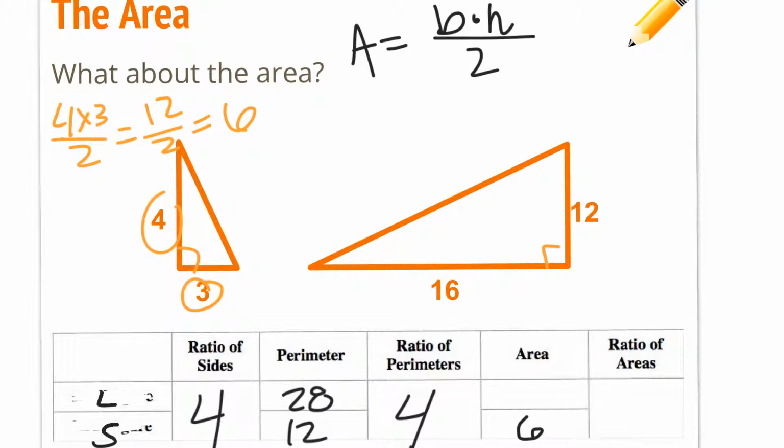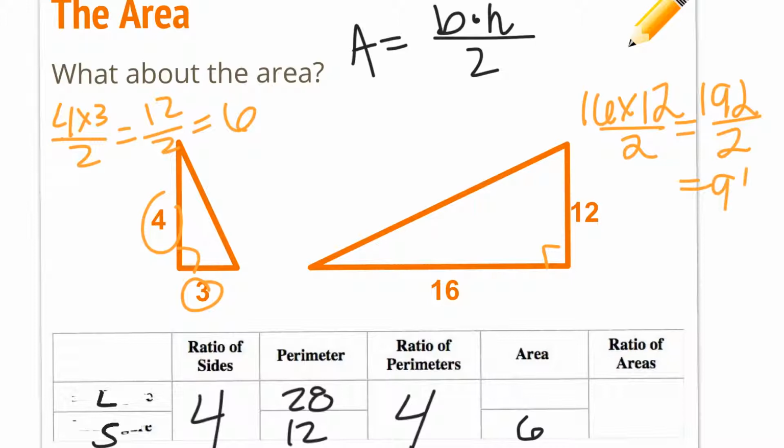The area of the big one is going to be 16 times 12 divided by 2, which is going to be 192 divided by 2. Or in other words, if you simplify that, 96. So this one is going to be 96. Similar to before, 96 divided by 6 is 16. Go ahead and see if you can find any patterns. I'll pause the video and I'll have you describe what you know so far before I continue on to the classwork.